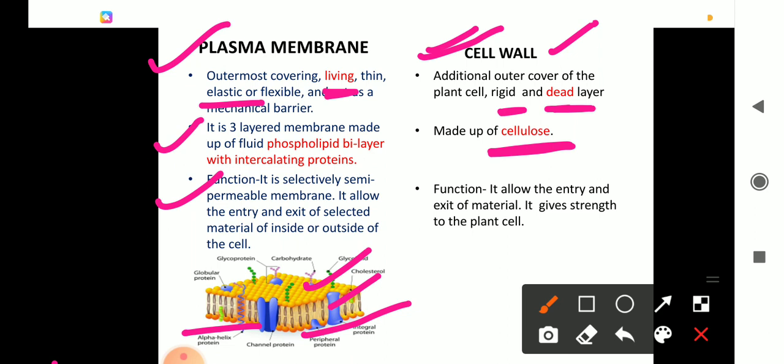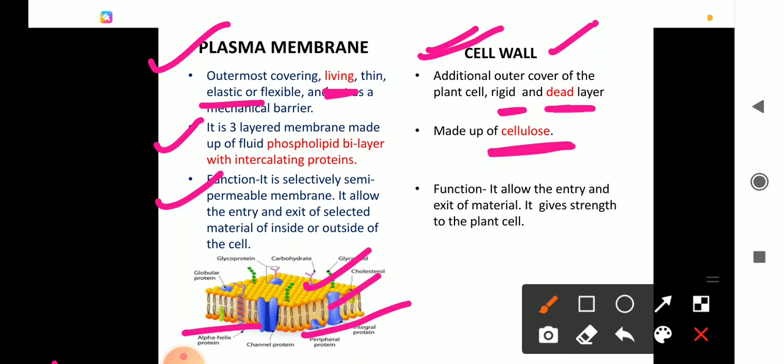The materials which are required for the cell can come inside through this membrane, and which are not required will not come. ये चूज करके गार्ड की तरह काम करती है और चूज करके मटेरियल्स को सेल के अंदर आने की परमिशन देती है. And the same, the materials which are not required for the cell can go outside through this, है ना.